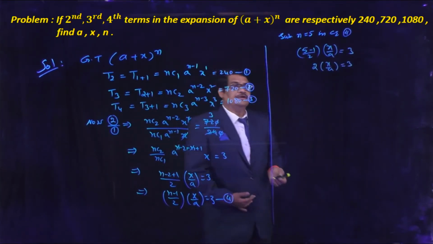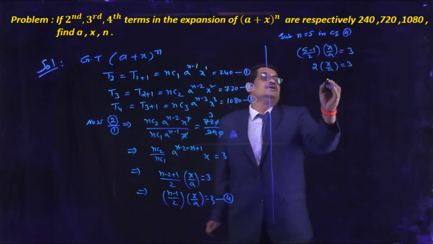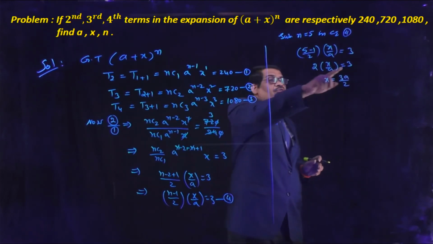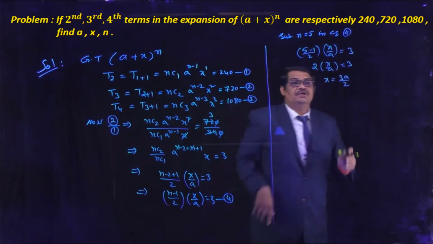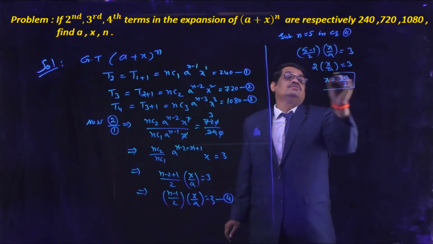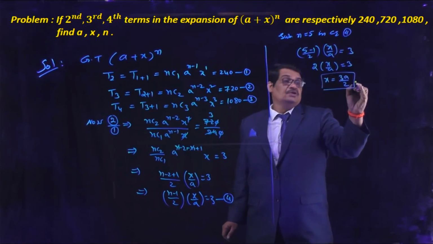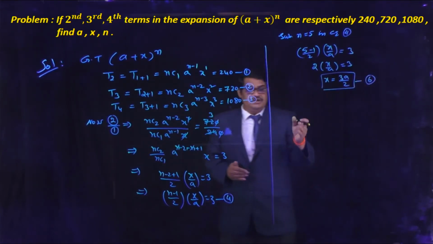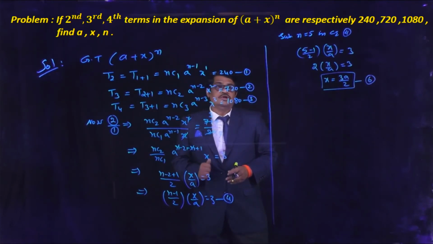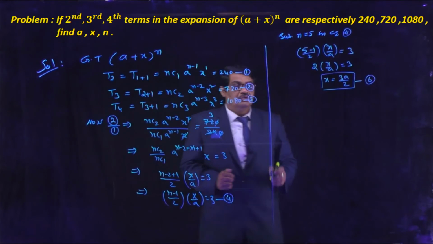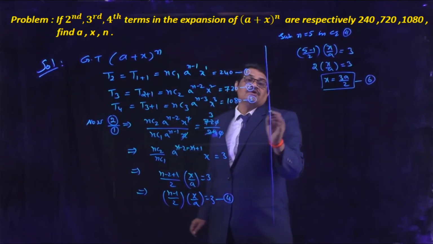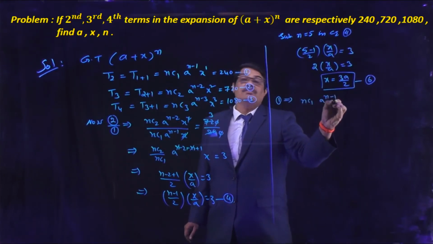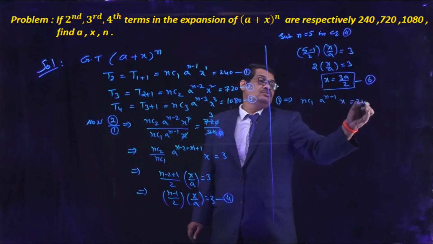From that we are writing x is equal to 3a by 2. Now this 2 by a moving to this side, that is 3a by 2. This is the x value, this is equation 6. So x is in terms of a, that is 3a by 2. Now we have to substitute the n value and x value in equation 1. So what is equation 1? Equation 1 is nC1 a to the power of n minus 1 into x is equal to 240.